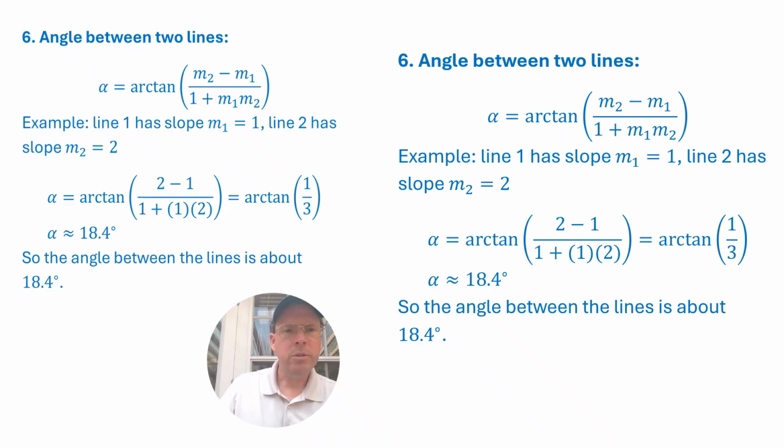The next equation is the angle between two lines. It's this formula here. So for example, let's say line 1 has a slope of 1, line 2 has a slope of 2. You just put the terms in the equation and you get the angle. So the angle between the two lines is about 18.4 degrees. And that's the same thing written up here.